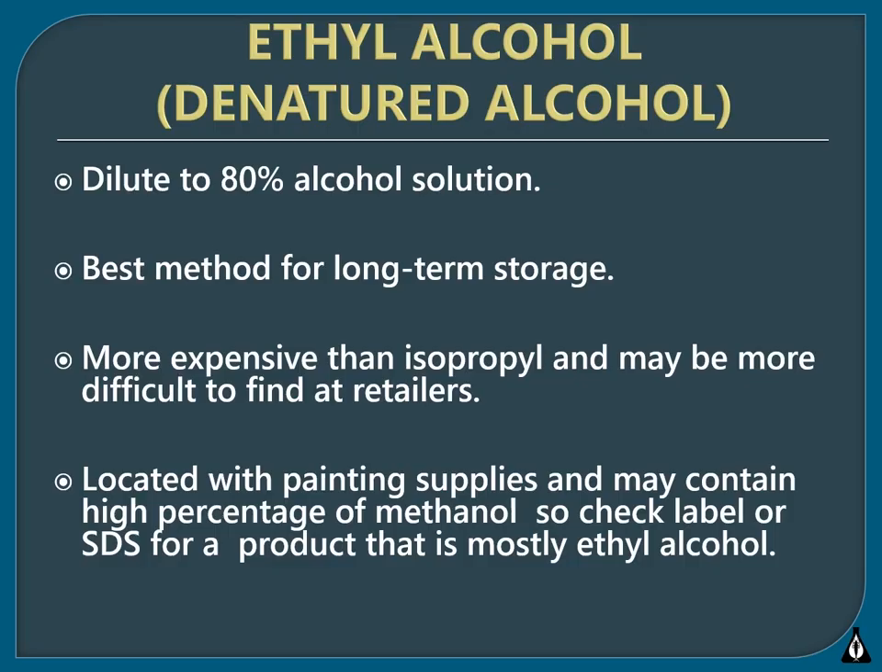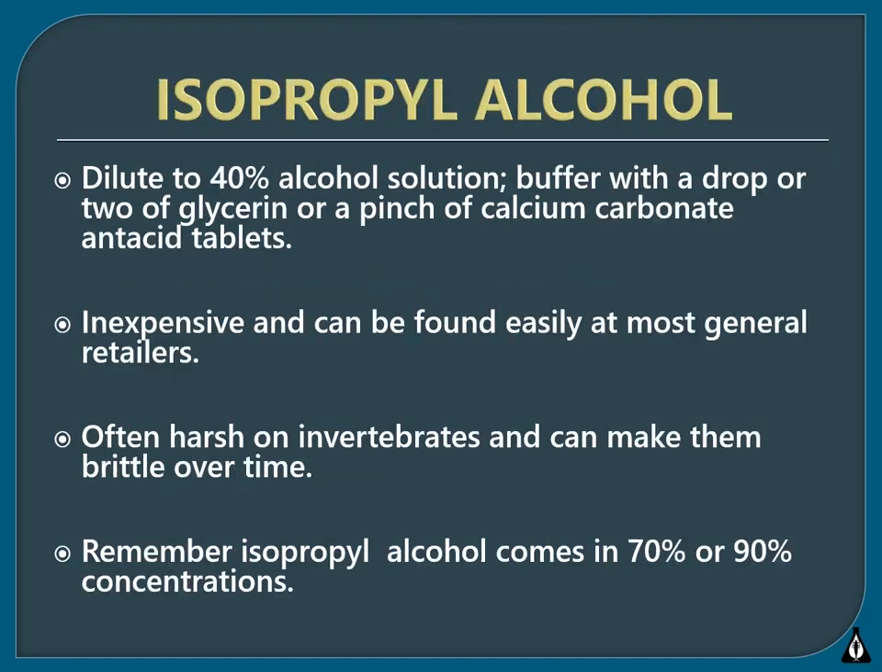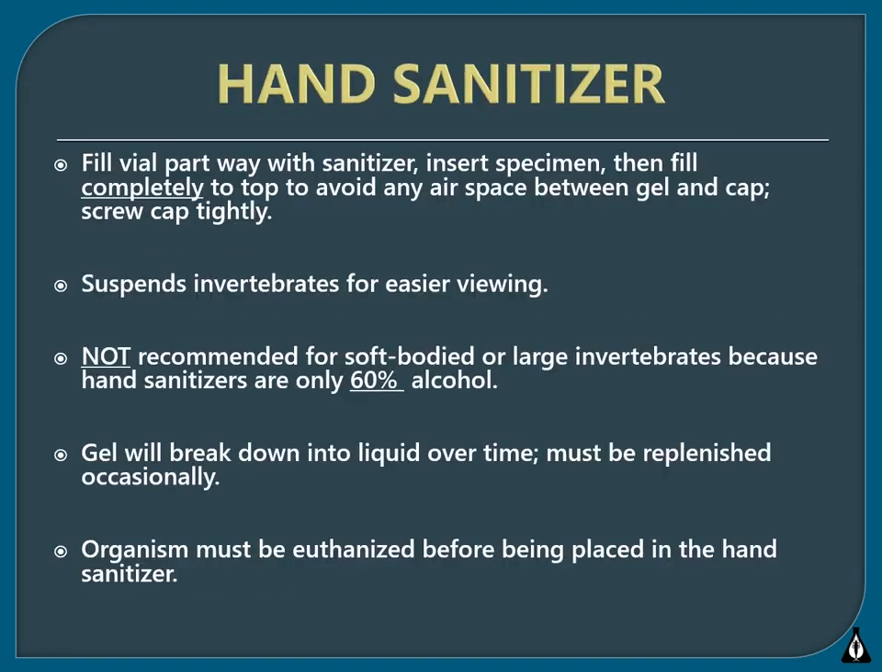It is recommended to euthanize invertebrates in a 100% alcohol solution. After at least 24 hours, the specimens may be transferred to a storage solution. Ethyl alcohol or ethanol is a preferred alcohol as it is less harsh on the specimens. Isopropyl alcohol may also be used for preserving specimens. This is found in most households. Be aware of the concentration listed on the bottle to know how much water to add for diluting to 40% solution. Hand sanitizer may be used for small specimens like black fly larvae and midge larvae. This medium allows for easier viewing of the specimens.